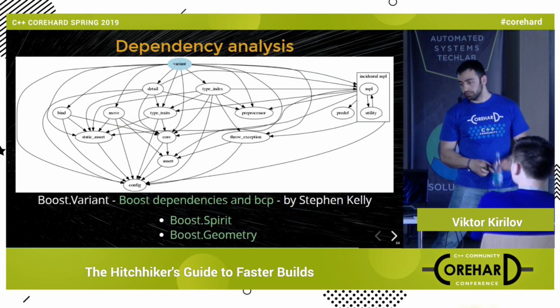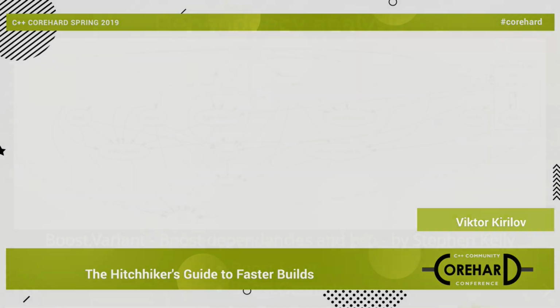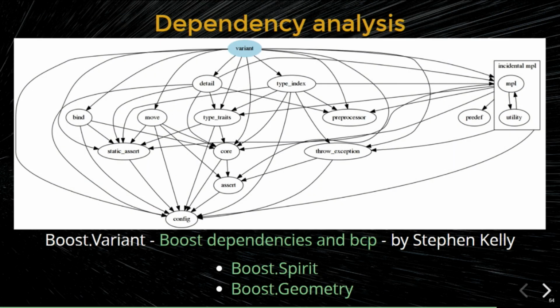This is one such example. This is boost variant and what it depends on. And looking at it like this, it's much easier to reason why something depends on what, so you don't get surprised. And it's much easier to reason how to go about it if you want to make it more separate.